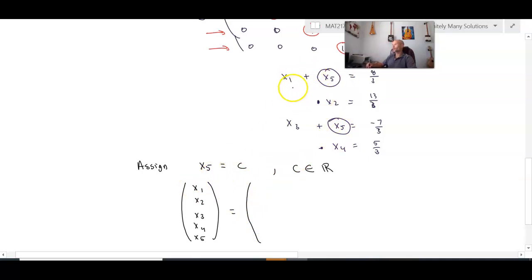So x1, what does x1 equal? Well, x1 is 8/3 minus the value of x5. x5 takes on the value of c. 8/3 minus x5 will be 8/3 minus c. x2 has to be 13/3. No ifs, ands, or buts about it. x3 is going to equal -7/3 minus the value of x5, which is c. x4 equals 5/3. And x5 is going to equal the value that we choose to assign to it, which is c.